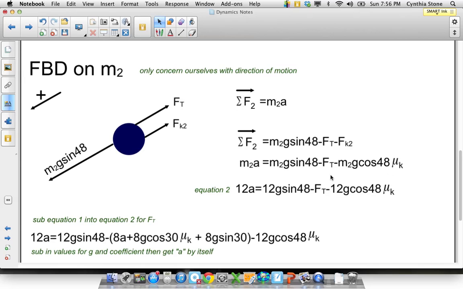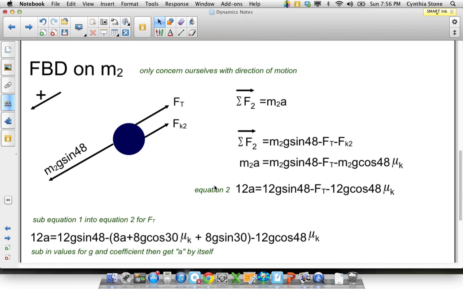M2a, that's a mouthful, I won't say it. But what I'm writing here is the forward gravity component minus tension minus friction. Substituting 12 for m2, and I get my equation 2. Okay, so I've got 2 equations now, and I only have 2 unknowns. G is just 9.8, so we know g. And we know mu k is 0.21. So the only unknowns are Ft and a.